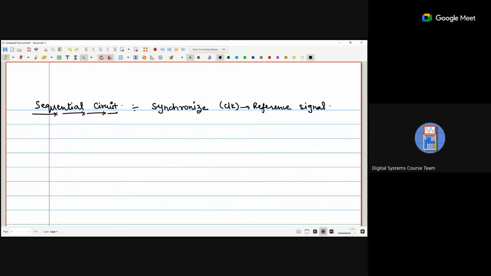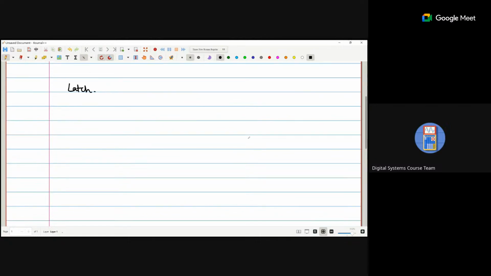Now, in this sequential circuit, initially we go with the flip flops. With the flip flops, we can design a register or a counter. And last, we go with the FSM, finite state machine. The basic element of the flip flop is the latch.